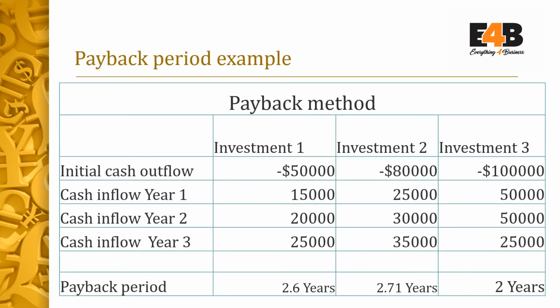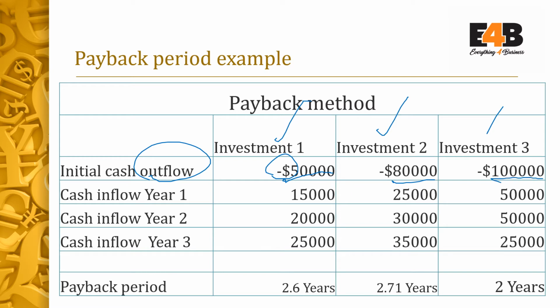Okay, so we have here an example for payback period. Let's say we have investment 1, investment 2, investment 3. Outflow means when you pay for something, it will be shown by a negative sign. So for investment 1, you paid $50,000. For investment 2, you paid $80,000. For investment 3, you paid $1 lakh.